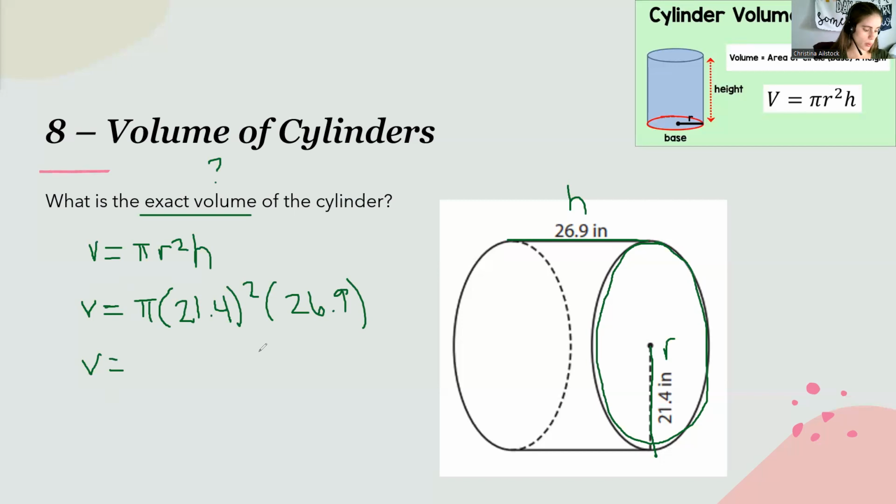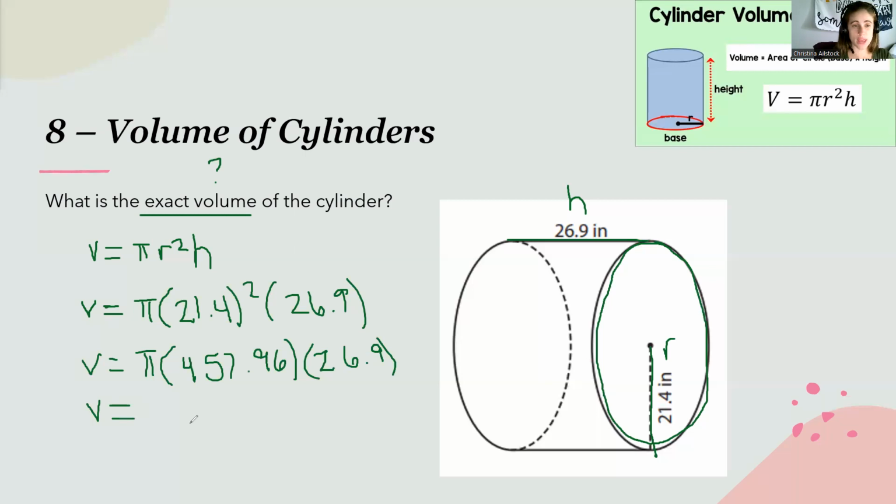So 21.4 squared would give us 457.96. And then notice that I'm copying all my other work down. Now we need to do the multiplication. Well, since we want the exact volume, we can't really multiply by pi. So we're just going to multiply our two numbers here together. So 457.96 times 26.9.